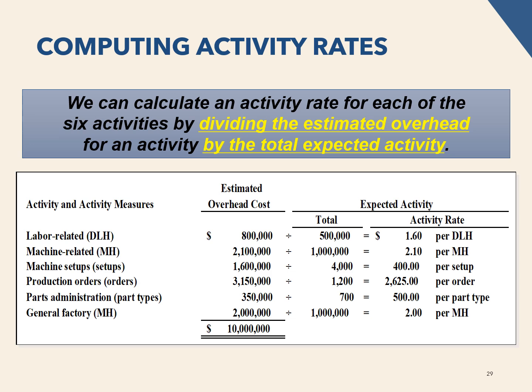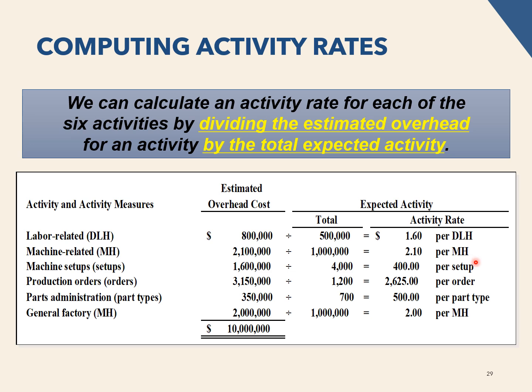We can then calculate an activity rate for each of the 6 activities listed here by dividing the estimated overhead for an activity by the total expected activity. Let's take labor-related activity as an example. For this activity, direct labor hours is the activity measure. The total estimated cost is $800. So you take $800 divided by the 500,000 direct labor hours, you will get 1.6 per direct labor hour. That is the activity rate.